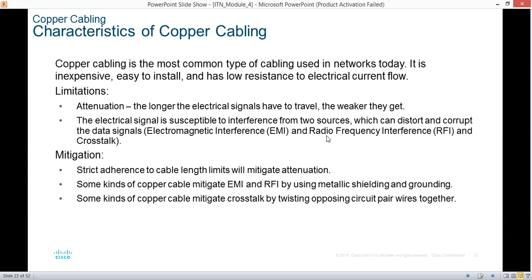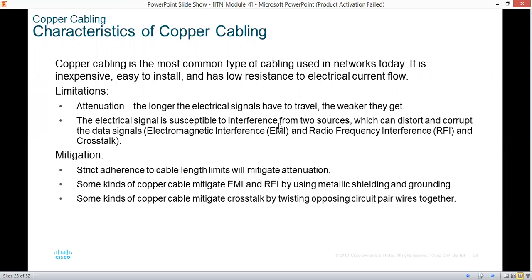So it is best that once the distance is above 70 to 100 meters, you either use fiber optic at that point, or you put in a new switch and reconnect from that switch so that you can regenerate the signals.